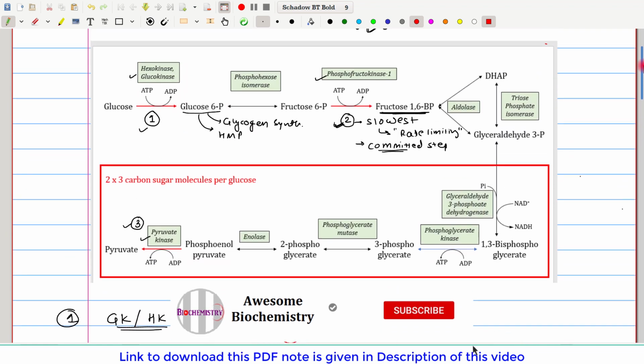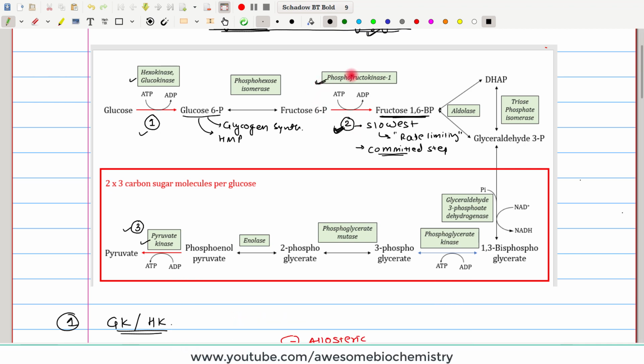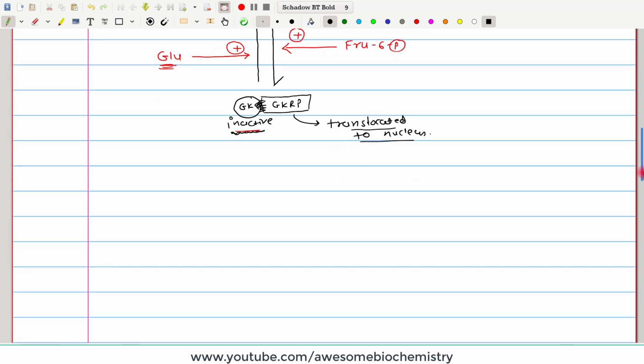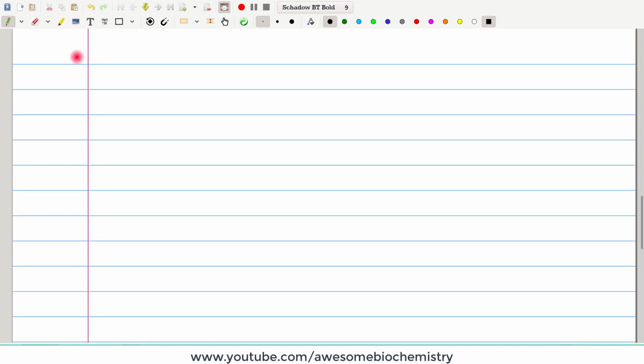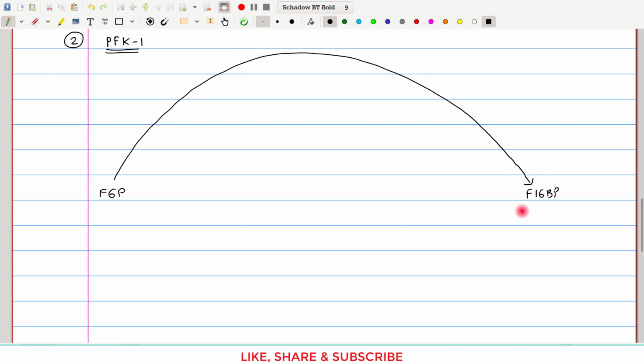Now next, see the regulation of glycolysis at this second irreversible step, which is catalyzed by phosphofructokinase 1. Now this regulation is very important. In this step, what is happening? Fructose 6-phosphate is converted to fructose 1,6-bisphosphate, and then it undergoes glycolysis. It follows the steps of glycolysis.